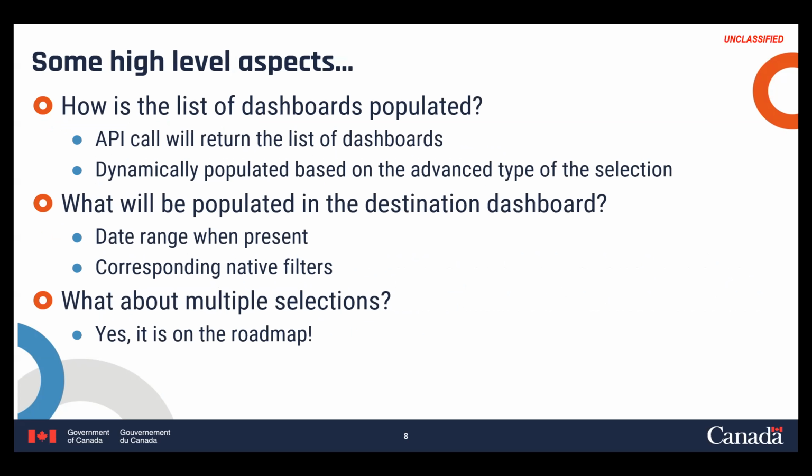So some high-level aspects. How is the list of dashboards being populated? It's going to be an API call that will return the list of dashboards whose native filters actually include, but not limited to, a filter that is of the same advanced data type as the selection. As you can guess, the context menu will be dynamically populated based on the selection that was made in the original dashboard.